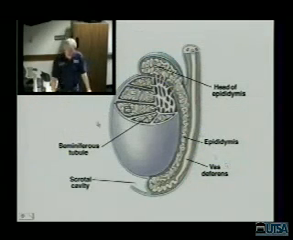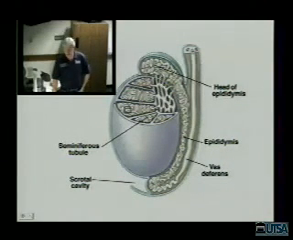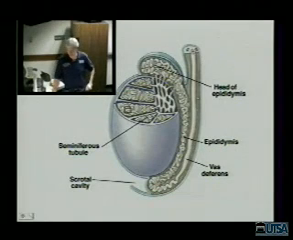Again, just quickly, the seminiferous tubules in their compartments with the continuity into the epididymis. Here we focus our attention now on the epididymis with the head, a body, and then a tail that becomes continuous with the vas deferens.